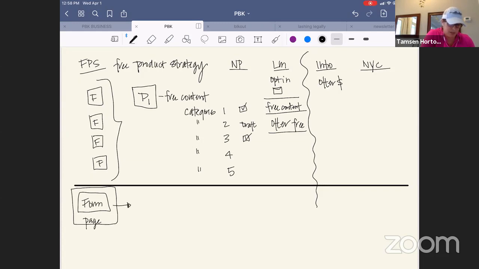When it's submitted, automation is going to take over and grant, I'm going to call it free product strategy, which is the offer plus the product. Those two things go together. Then, because this is all happening automatically, they're going to get the email that says, here's your new username, here's your password, go to the login page.